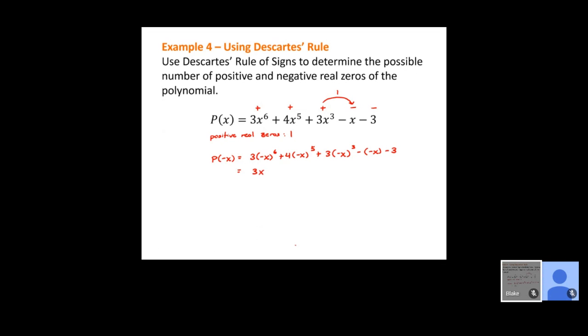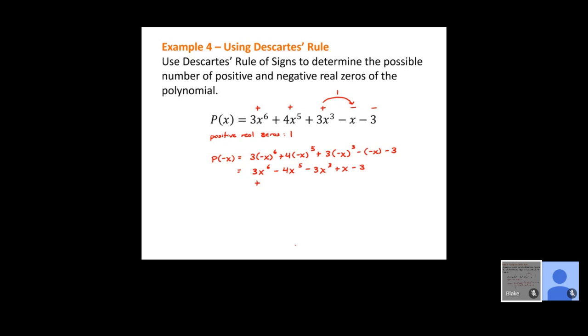Now if we simplify this, remember a negative to an even power is going to become positive. So this first term becomes 3x to the 6th. Negative x to the 5th power is an odd power, so this is going to be minus 4x to the 5th. Negative x to the 3rd power, again an odd power, is going to be negative, so negative 3x cubed. A minus a negative x is going to become a positive, so plus x. And then we still have our minus 3 at the end. Again, I'm looking for the number of sign changes, so I'm going to go down my list, figure out how many positives and negatives I have, and then count how many times the sign changes.